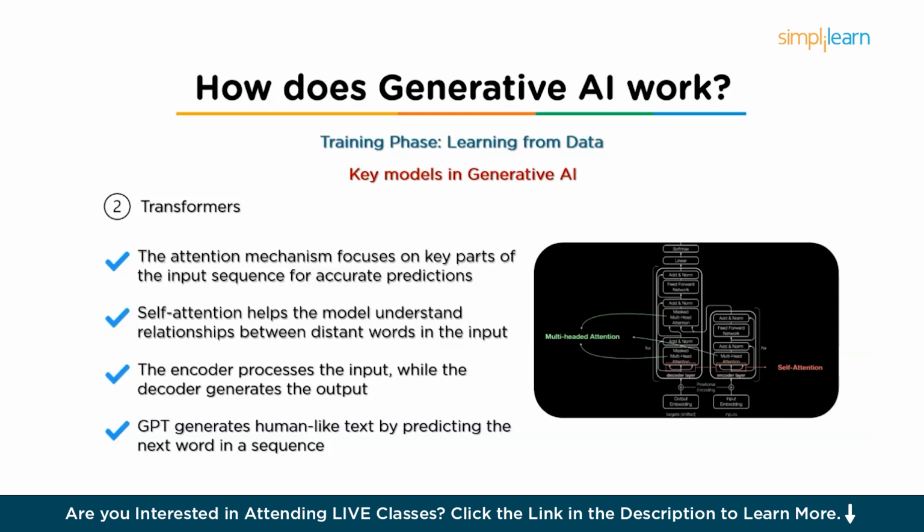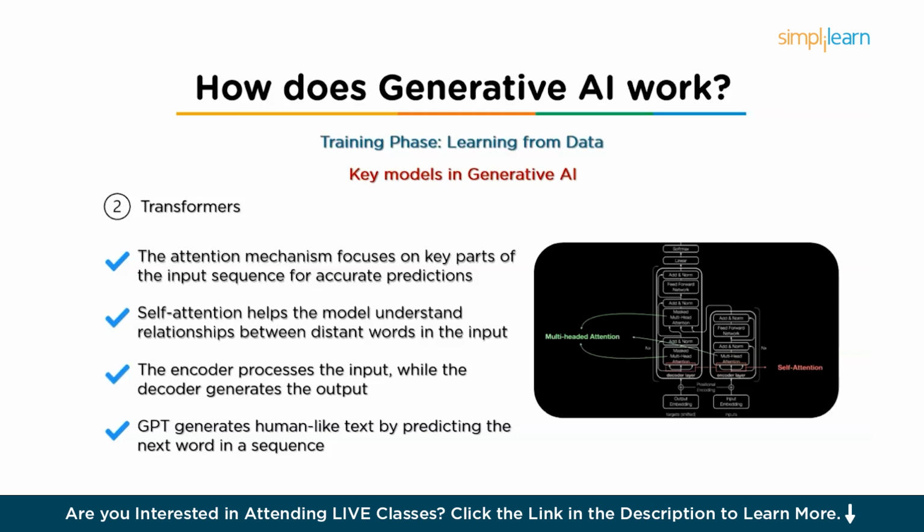So one of the most well-known transformer-based models is the famous GPT, Generative Pre-trained Transformer, which powers tools like ChatGPT. GPT generates human-like text by predicting the next word in a sequence based on the words that came before it. So it can produce anything from short answers to entire essays by learning from vast amounts of text data it is provided with.